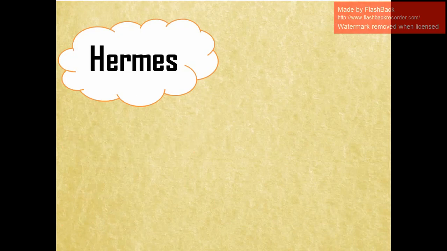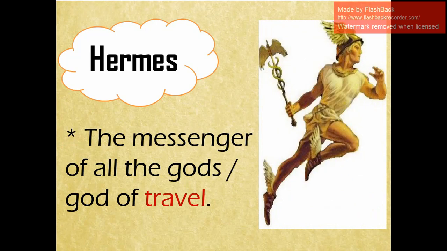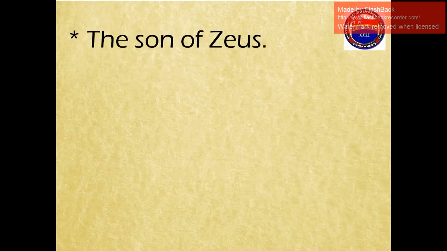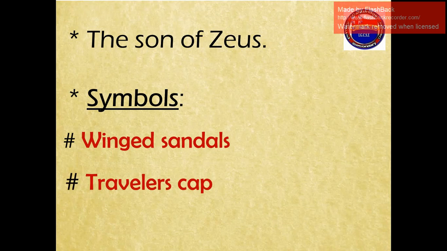Another god is called Hermes. And this is a picture of Hermes. He was the messenger of all the gods, and he was the god of travel. Hermes was also the son of Zeus. If we talk about his symbols, he used to wear winged sandals as well as the traveler's cap.